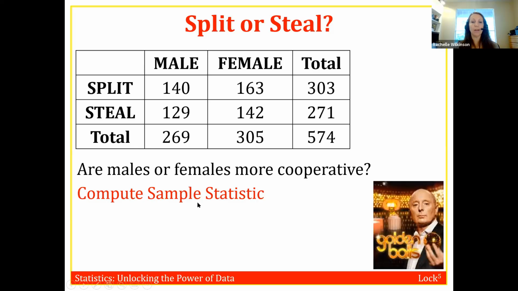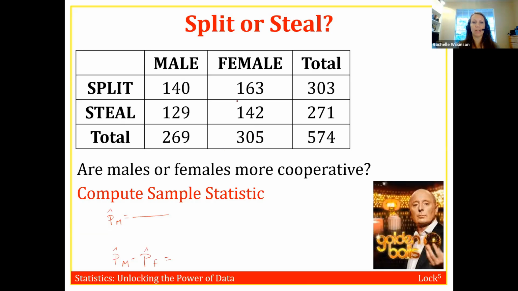The sample statistic is going to be P hat M minus P hat F. And before we can compute that, we need to figure out individually what P hat M and P hat F are. So let's start with P hat M. P hat M is the proportion of males in our sample who would split. So what number should I use in the denominator to figure out this proportion?